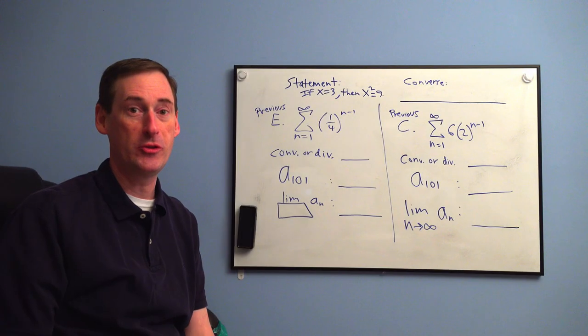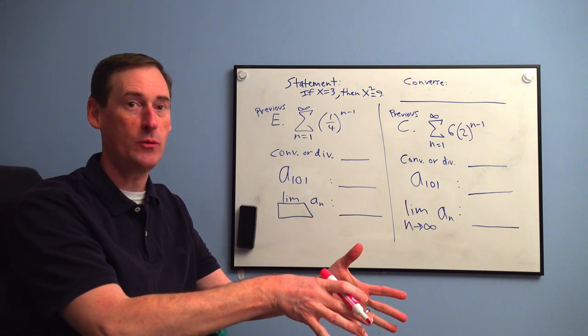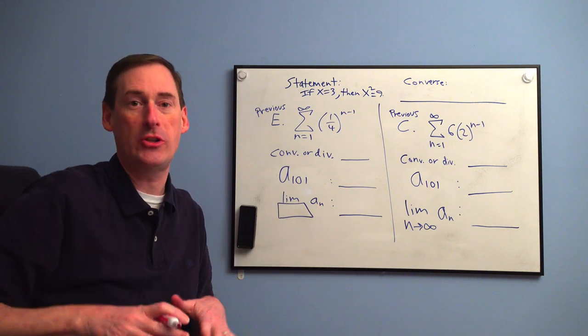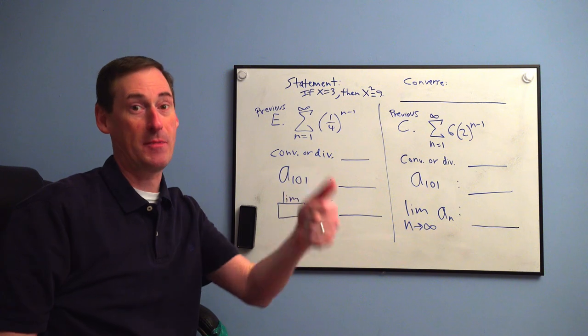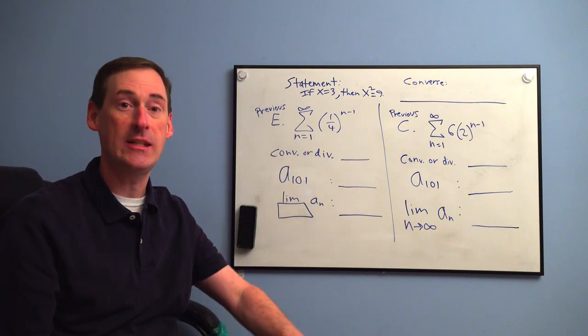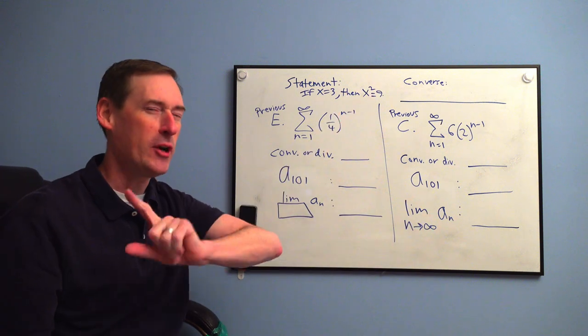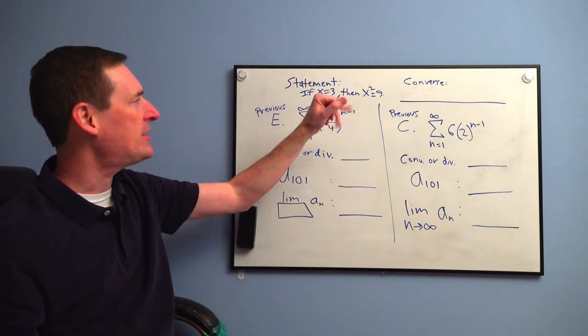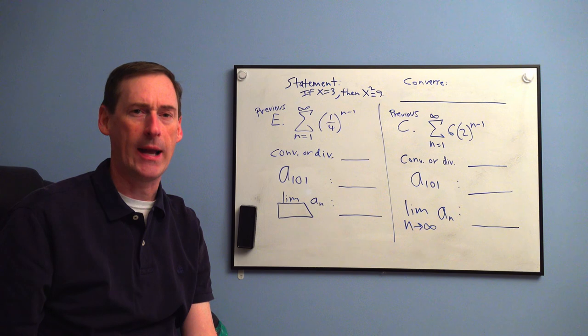All right, BC students, we've mastered 11-1, which was just kind of the basic introduction to series. Now we really start to step up our game and we investigate 11-2. All right, let's start off with an easy warm-up question, but it's kind of a trick question too. Statement: if x equals 3, then x squared equals 9, true or false?